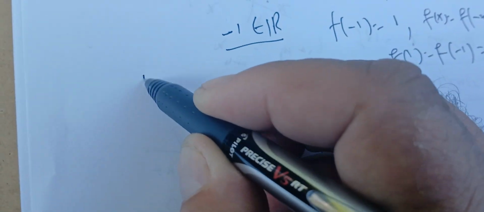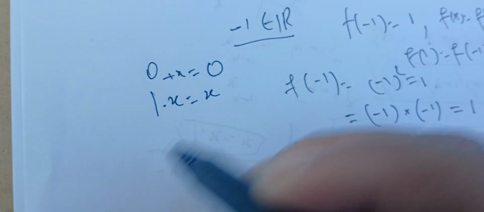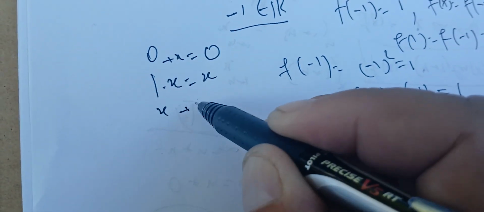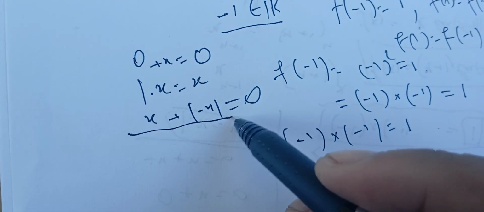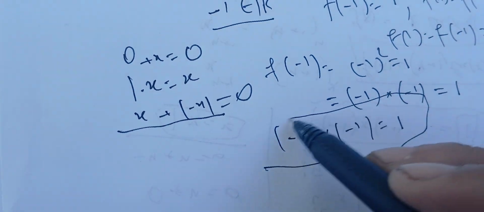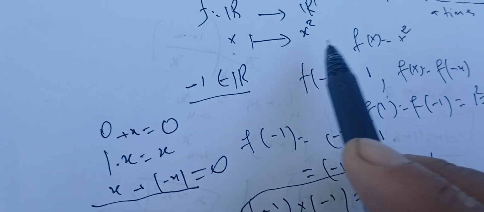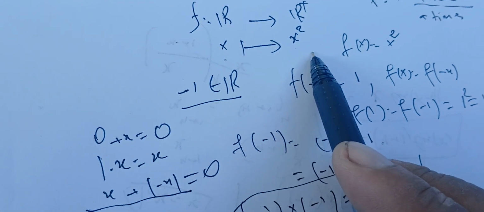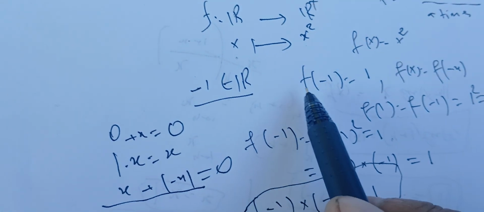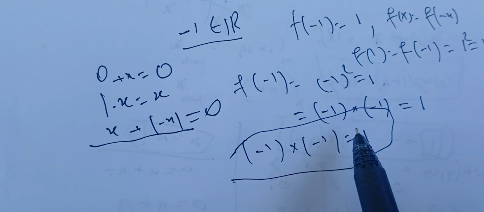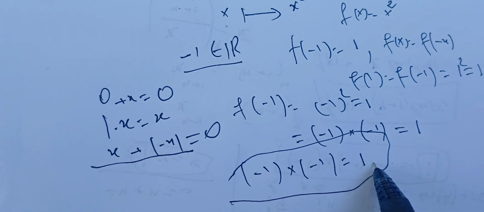For instance, we have 0 plus x is x, and we have 1 times x is x. And also we have x plus -x is 0. So we can start from here and we can prove this result. But this is enough using this function, because this multiplication is basically using the image of this function, the image of this element, which is -1. So this shows using this simple function that -1 times -1 is 1.